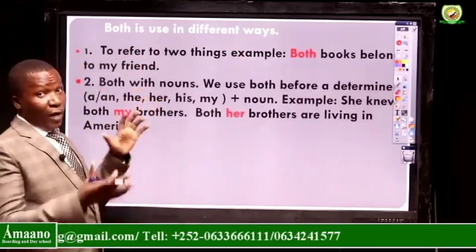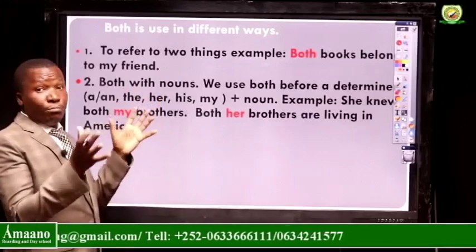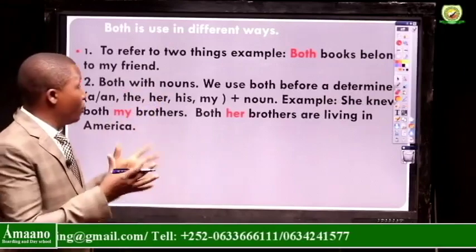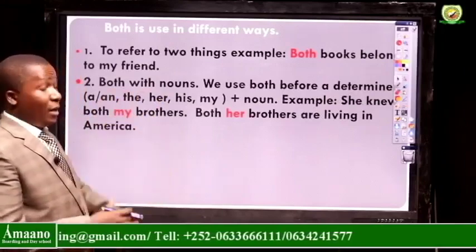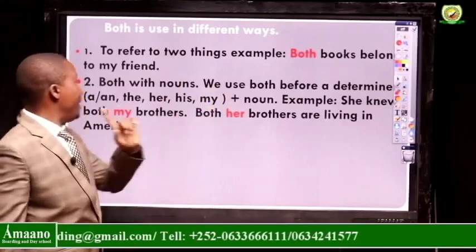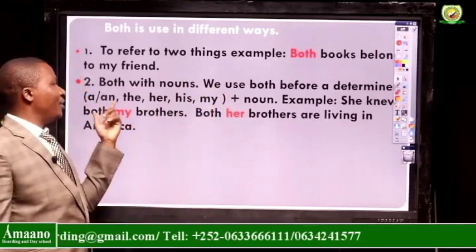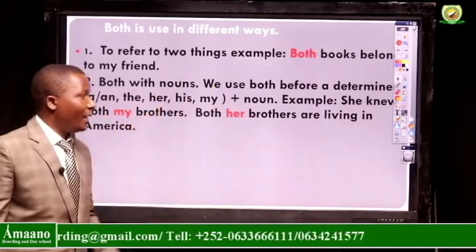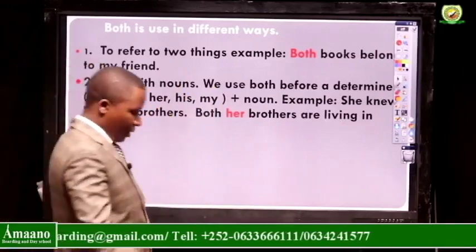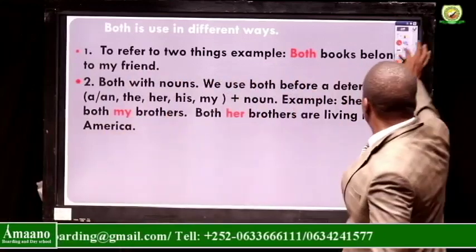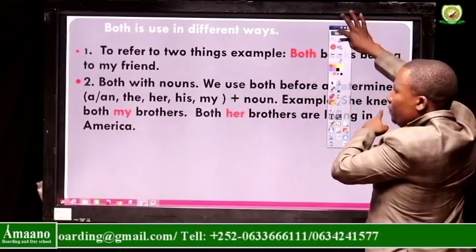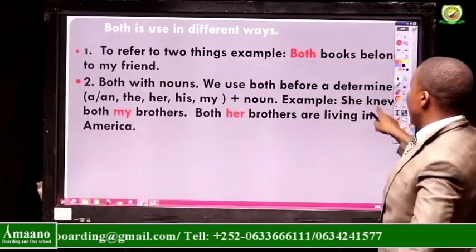Both with a noun. We are looking at the different ways that we can use both. So both is used with a noun. We use both before a determiner: a, an, the, her, his, my, plus a noun. For example, she knew. This word is new.